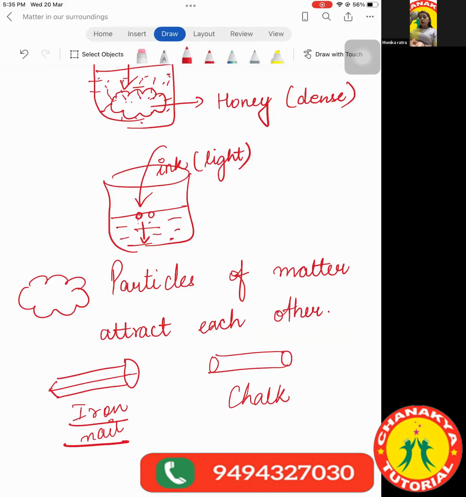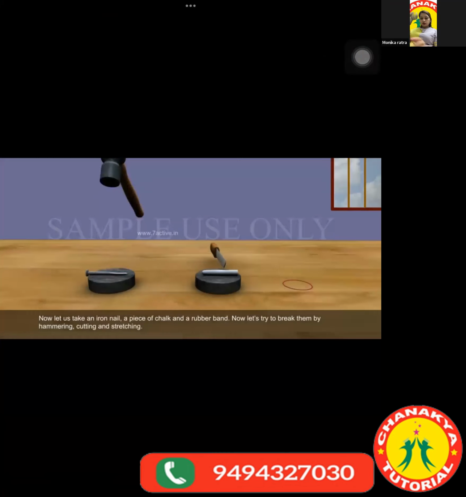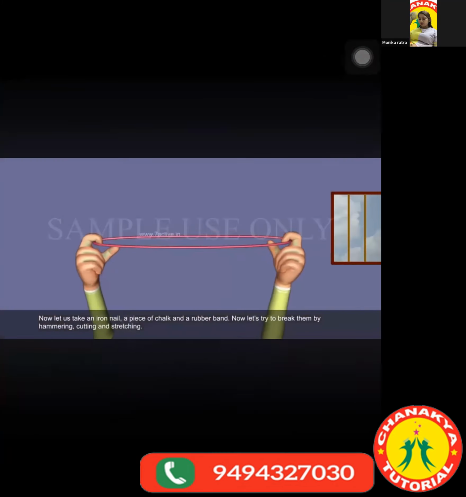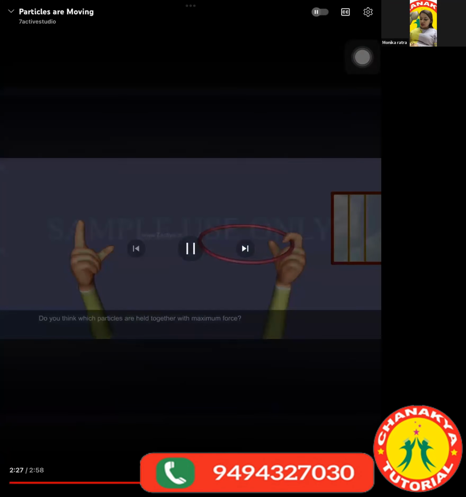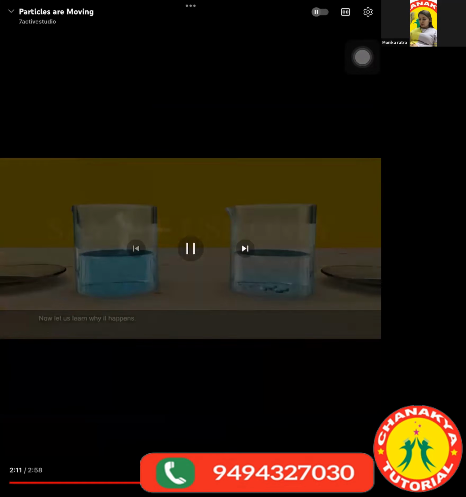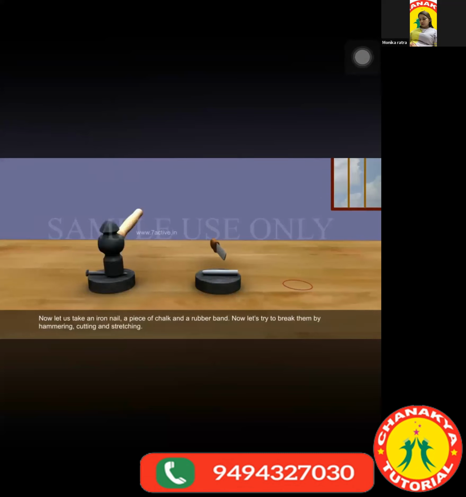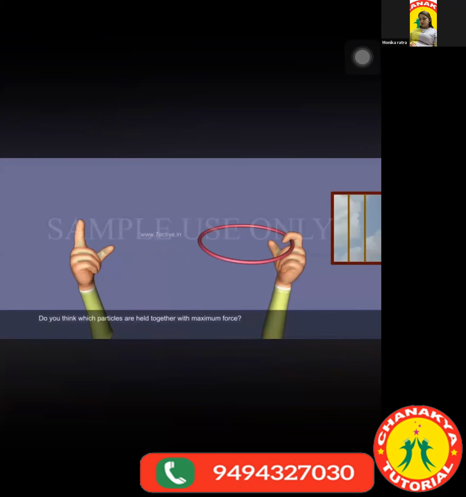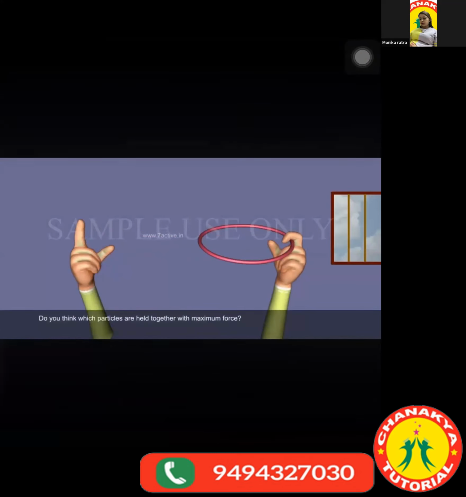Now let's try to break them by hammering, cutting and stretching. Do you think which particles are held together with maximum force? Activity 1. Now let us take an iron nail, a piece of chalk and a rubber band. Now let's try to break them by hammering, cutting and stretching. Do you think which particles are held together with maximum force?